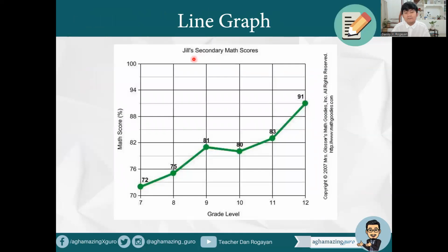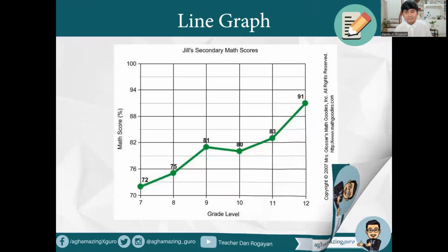So this is an example of a line graph. The title of the graph is Jill Secondary Math Scores. You have your scores here, and then grade level. You can see that there is an increasing trend, although there were fluctuations in this area, then again it increases towards the last grade. So this is an example of a line graph which better represents your academic progress. If you see in the board exam what's the best and most appropriate for academic progress or academic achievement, that is line.